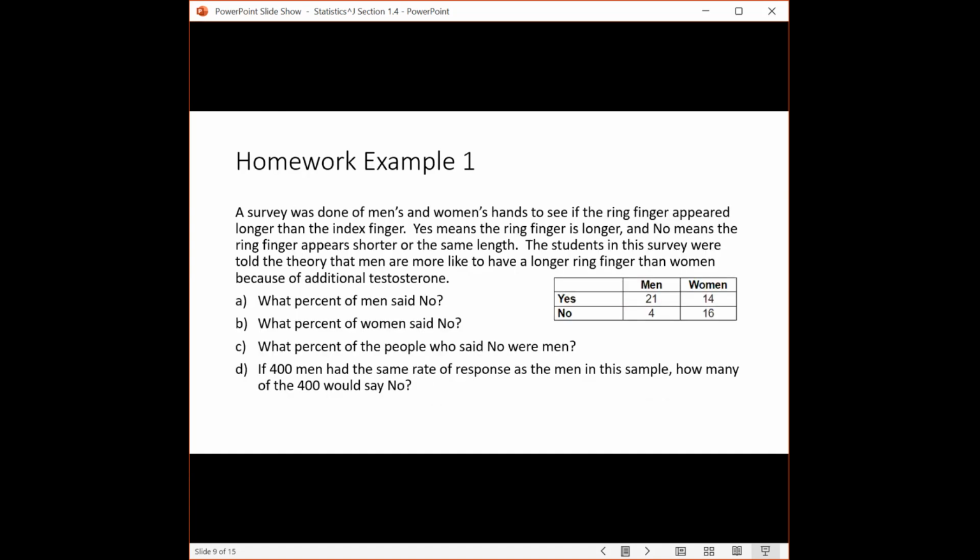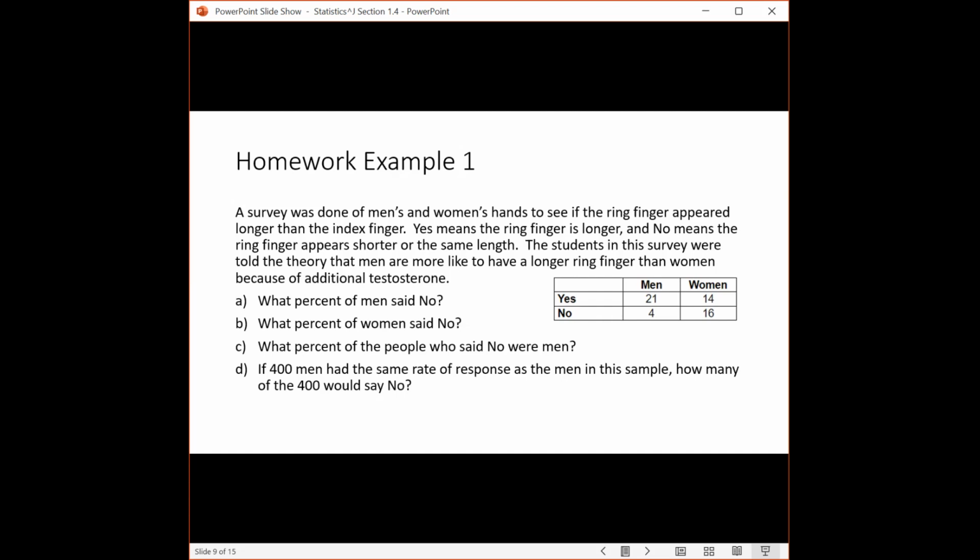All right, so let's go through and do a homework example that is similar to the last 2 cases that we just did. Suppose we have a survey of men's and women's hands to see if the ring finger is longer than the index finger. Yes means that the ring finger is longer, and no means the ring finger appears to be shorter or the same length. The students in this survey were told the theory that men are more likely to have a longer ring finger than women because of additional testosterone.